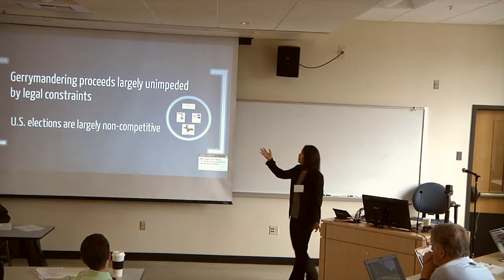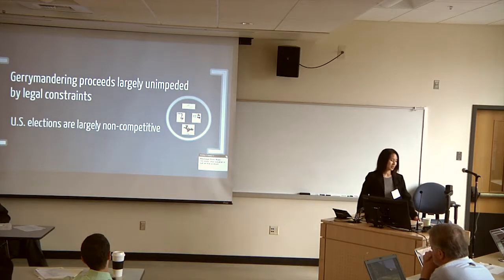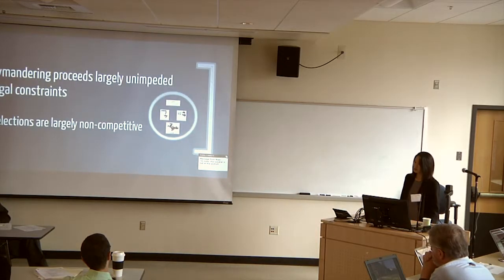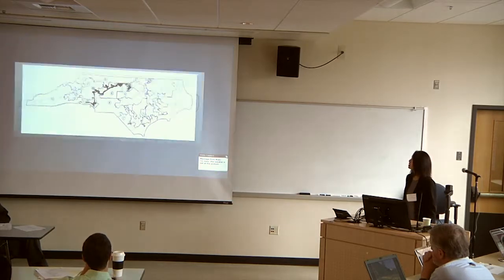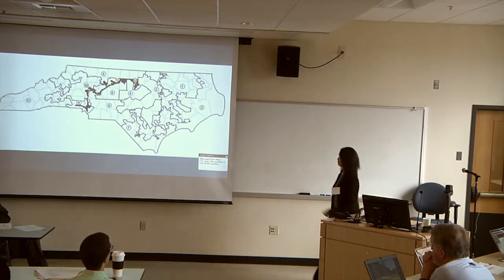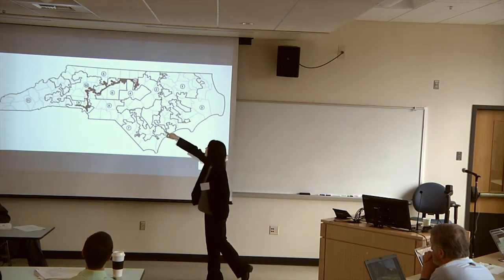But in general, gerrymandering, all these laws and legal constraints, they don't do much. So let me show you some of my favorite districts. This is North Carolina. District number 12 is the one in dark.